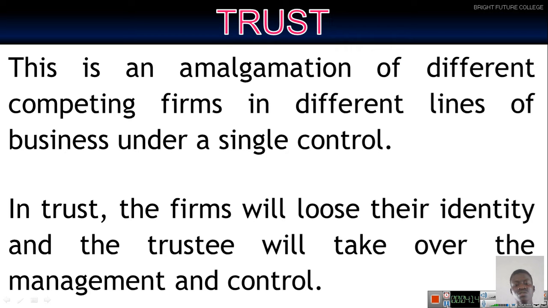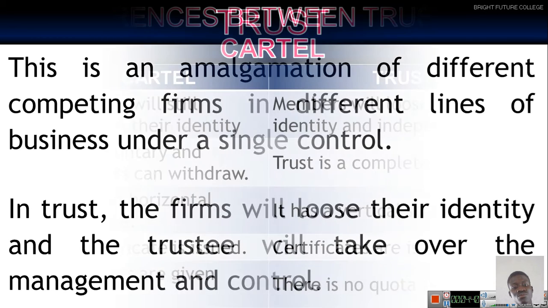A trust will lose its identity, as the company that makes the sole and the leather will not be identified differently, but they'll be identified by the whole name. That's the parent name, the trust name. The trustee name is what will be known. Just like we've seen here, in a trust the firm will lose its identity and the trustee will take over the management and control. So it's the trustee that is being known.